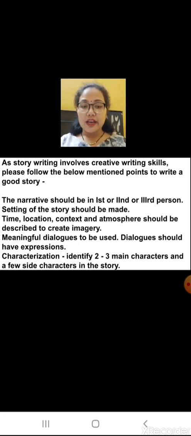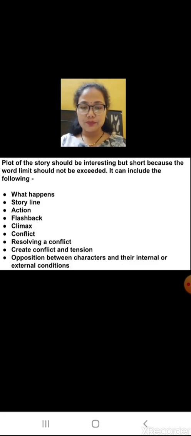Characterization: identify second or third main characters and a few side characters in the story. The plot of the story should be interesting but short, because the word limit should not be exceeded. It can include the following. The first one, what happens. Second, storyline. Third, action. Fourth, flashback.